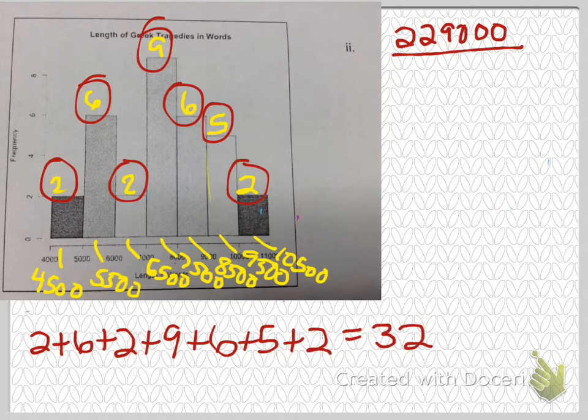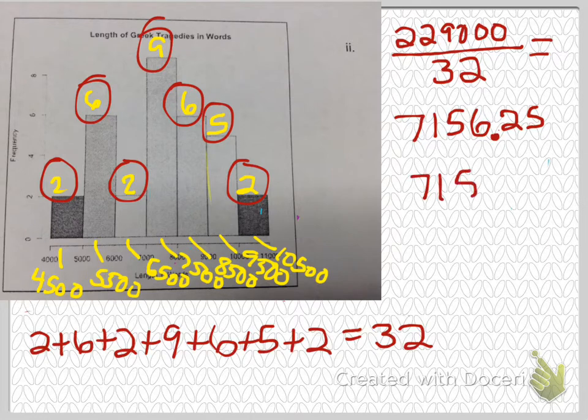So now I've got one more math problem to do. I've got the 229,000 divided by 32. So if we put that into our calculator, we will get an answer like 7,156.25. You can either leave your answer like that, or since we're talking about words, you really can't have a fourth of a word. So it would be perfectly acceptable to round this off to 7,157 words on average for our Greek tragedy.